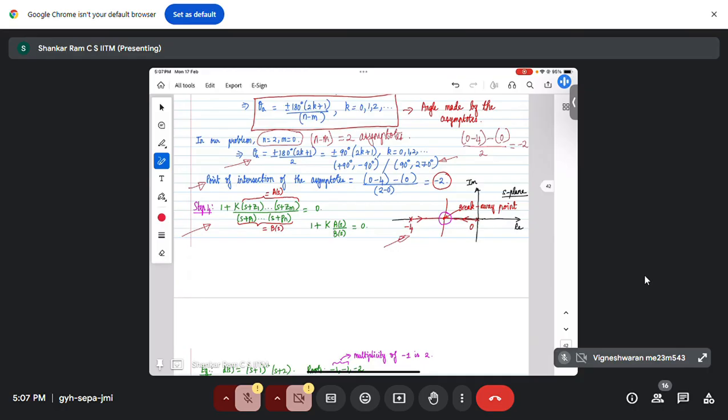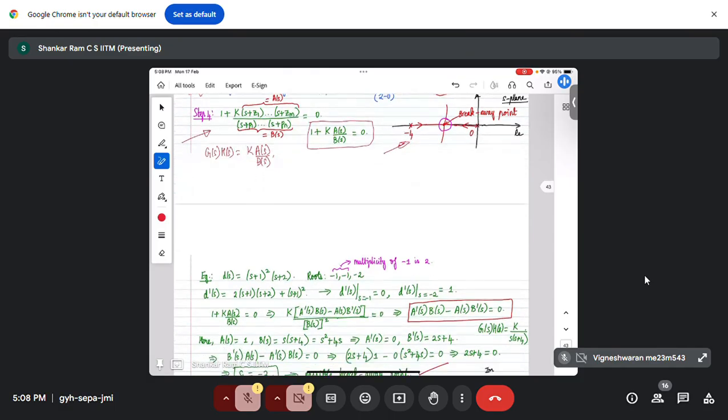So what we are doing is writing the open loop transfer function G of s, H of s as K A of s divided by B of s, just for simplicity of notation. Nothing more than that. Consequently, we have the closed loop characteristic equation as 1 plus K times A of s divided by B of s equals 0.